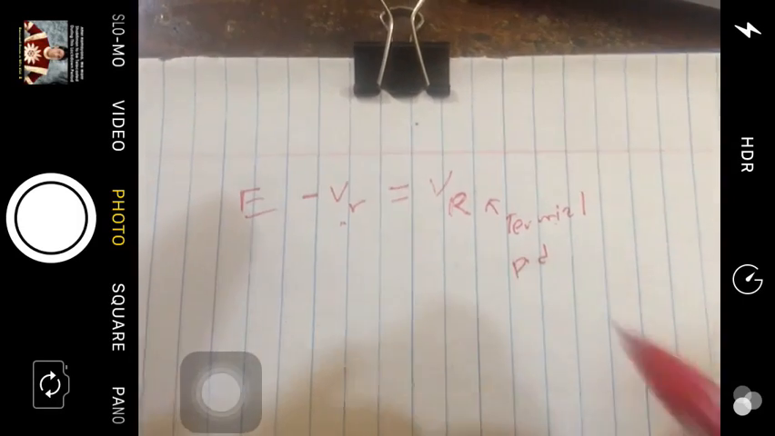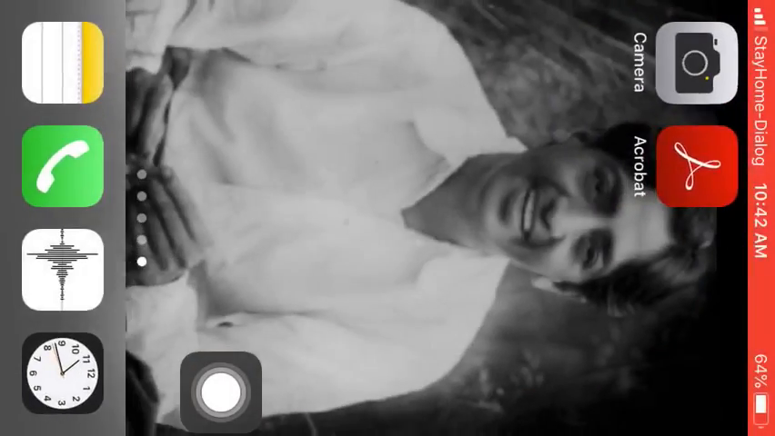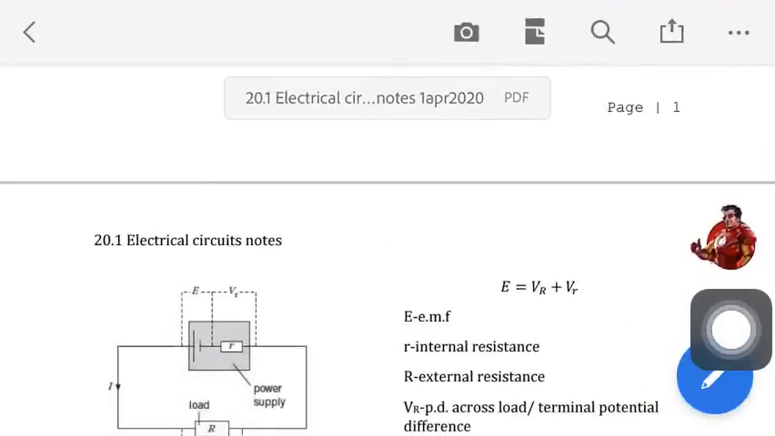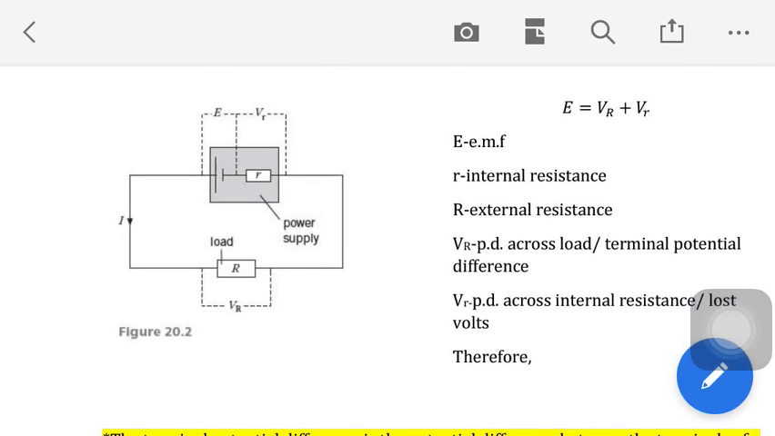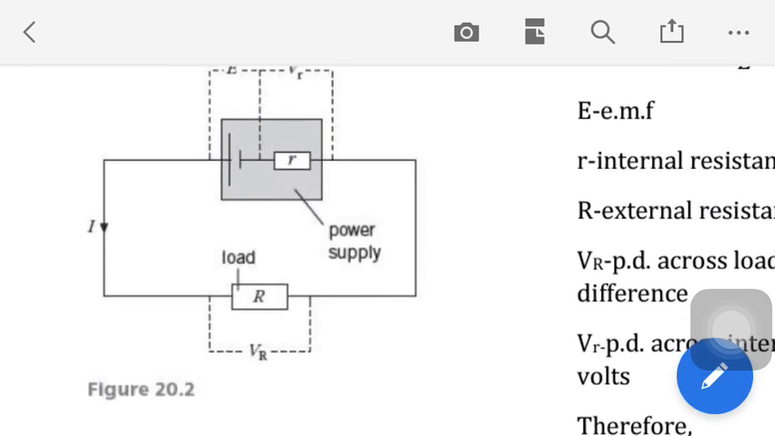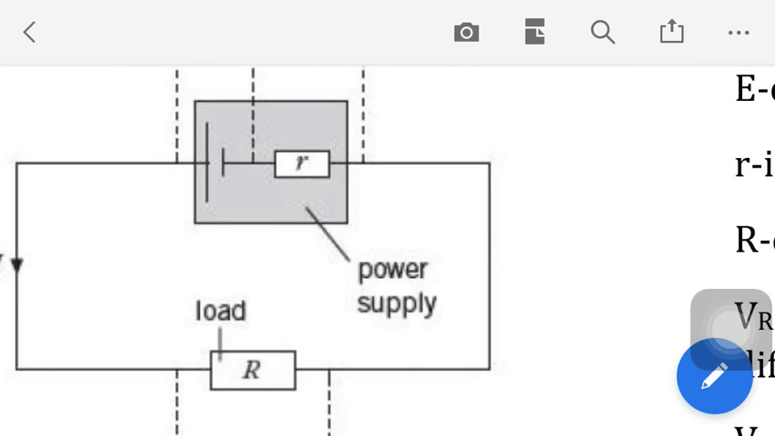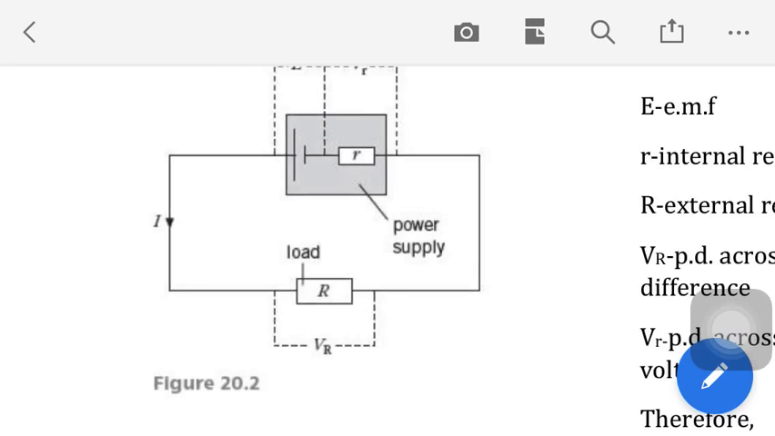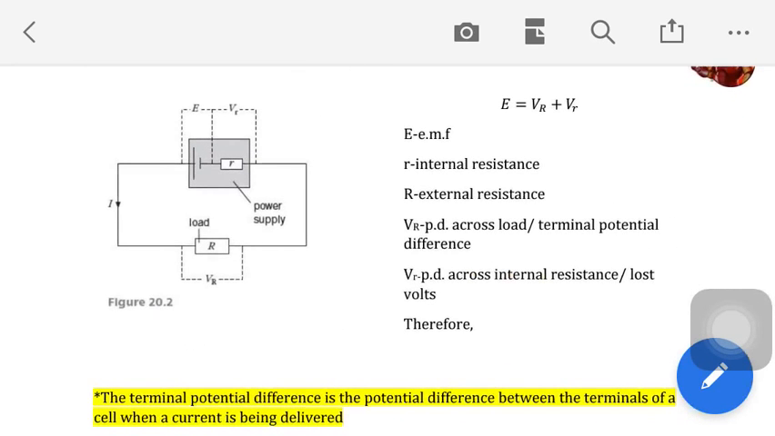Terminal potential difference. Because if you look at that circuit, now if you subtract E minus the potential drop across the internal resistance, then the remaining, that is the VR, is the one that is dropping across the terminals of the battery, right? So that is basically across the component. So we call it the terminal potential difference.